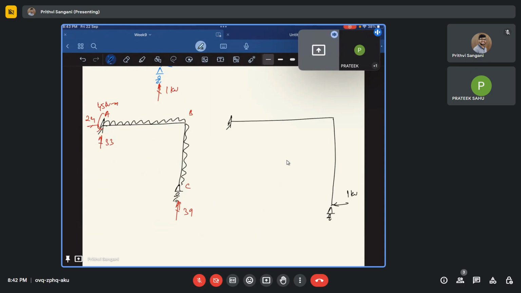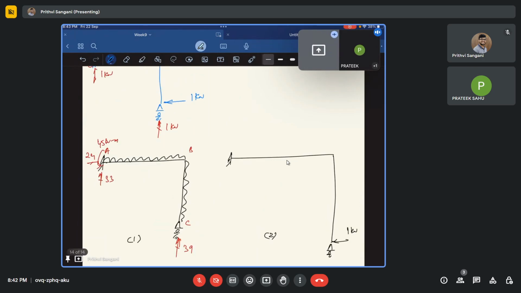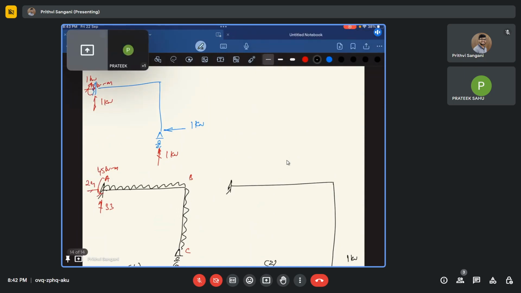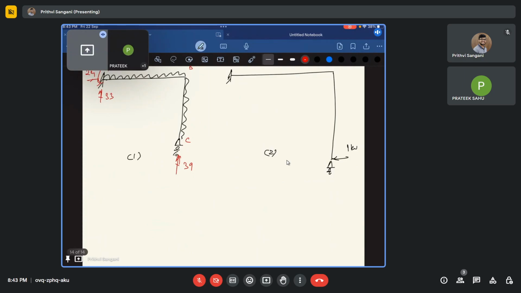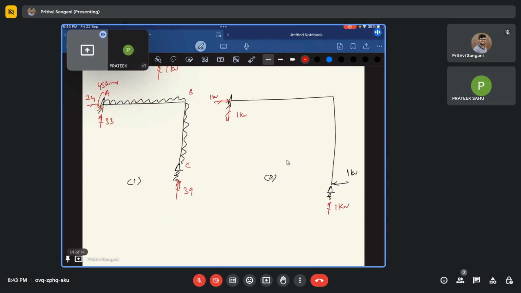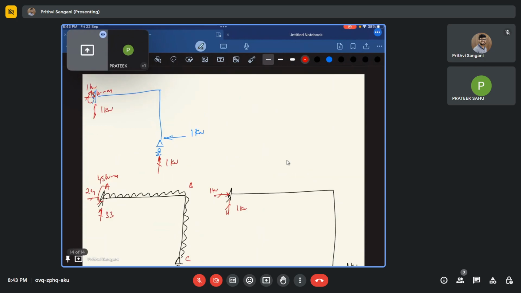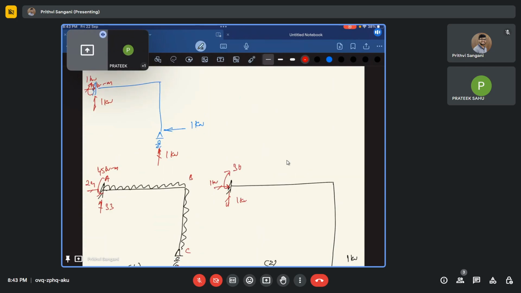And for this force, see, this is frame 1 and this is frame 2. For frame 2, we have also solved for it, because it is again an indeterminate structure, so we need to solve for it. This is going to be 1 kilonewton, this is 1 kilonewton, and this is 3 kilonewton meter.